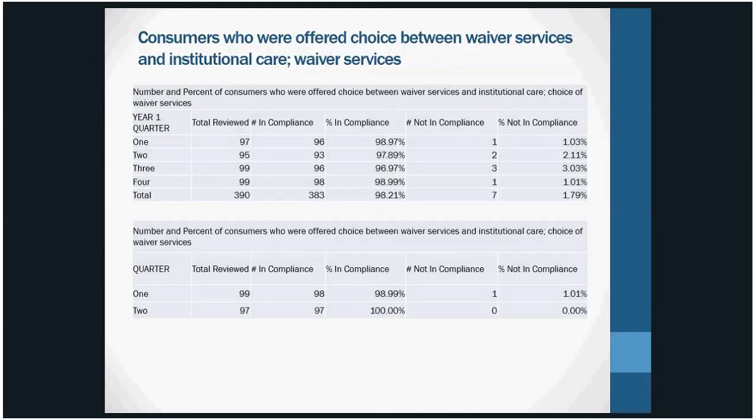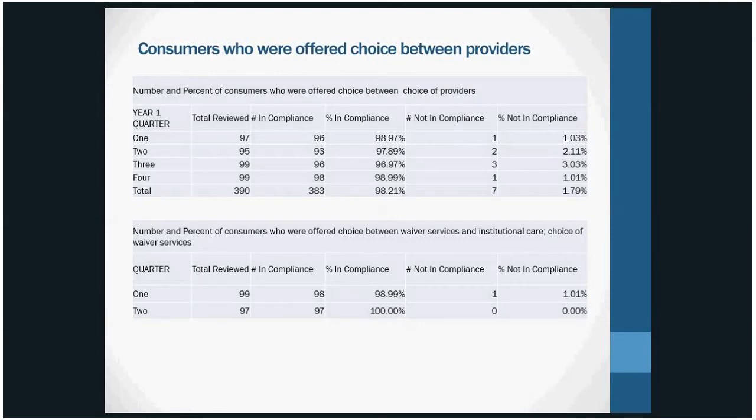For consumers who are offered choice between waiver services and institutional care, we're at 100%. This, again, just as a reminder to you all, is dependent on whether the care plan is signed or not, because these statements are on the back of the last page of the care plan. And this consumer is basically signing to acknowledge that they've been given that information and those choices. For consumers who are offered a choice between providers, again, 100%, and that applies to this performance measure as well. It's on the last page of the care plan.